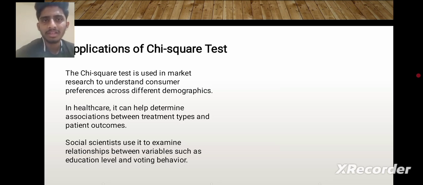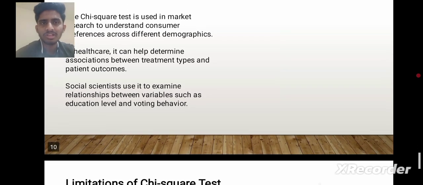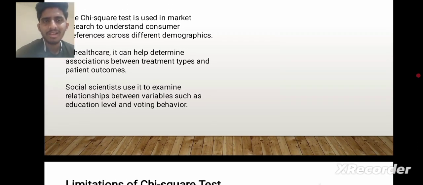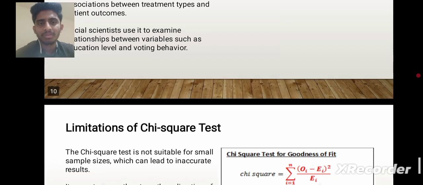In healthcare, it can help determine the association between treatment types and patient outcomes, such as what kind of medicines to provide to patients and how they will cure the disease. Social scientists use it to examine relationships between variables such as education level and voting behavior.